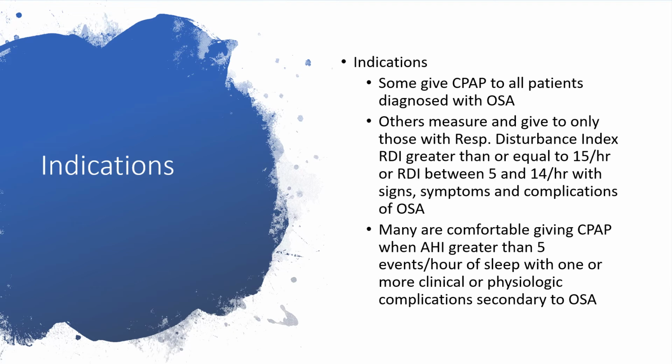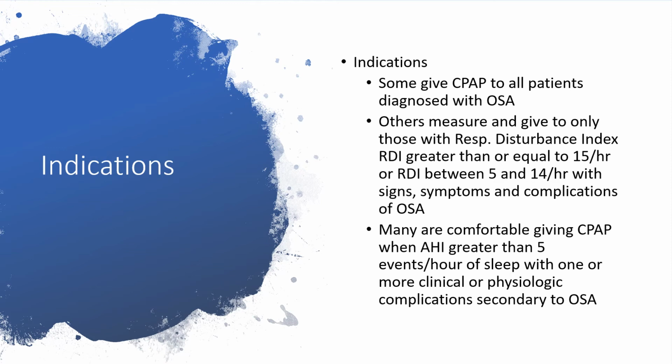Others will measure and give it only to those with respiratory disturbance index greater than or equal to 15 per hour, or respiratory disturbance index between 5 and 14 per hour with signs, symptoms and complications of obstructive sleep apnea. In other words, once the diagnosis of obstructive sleep apnea is made, they just prescribe CPAP. No objection to that.